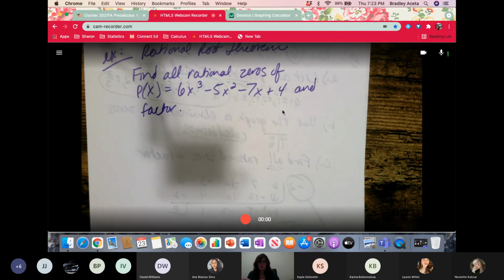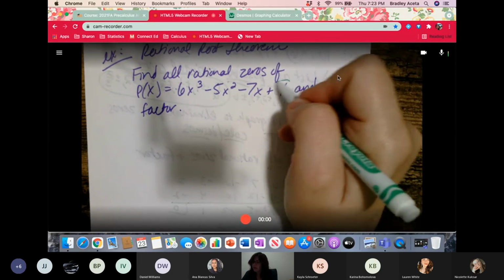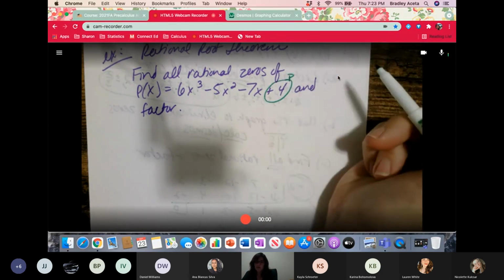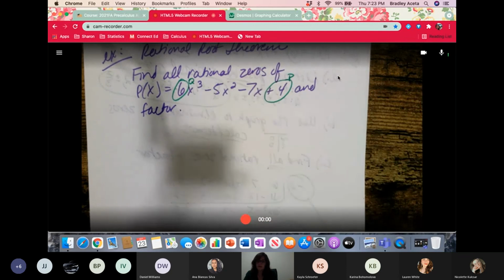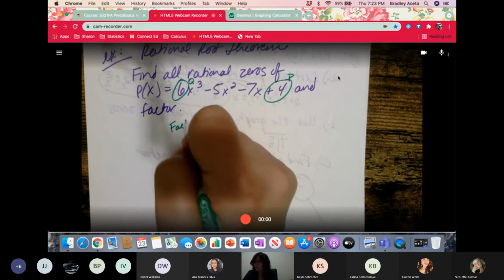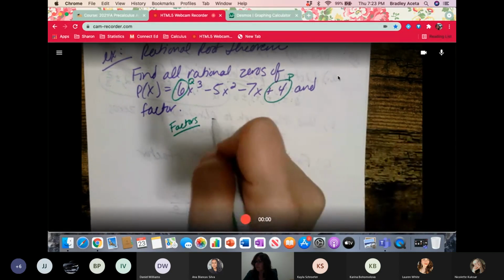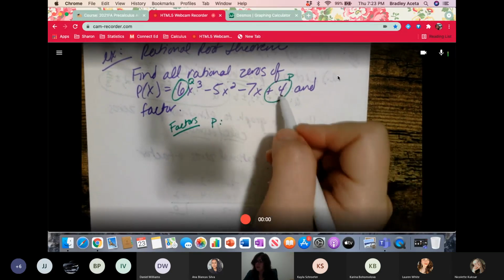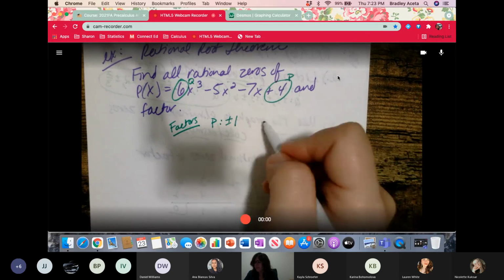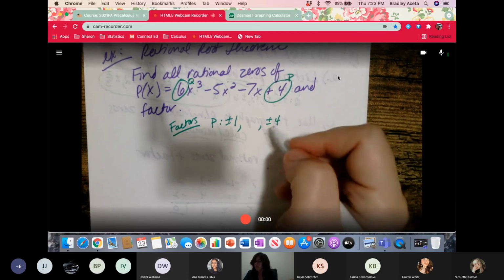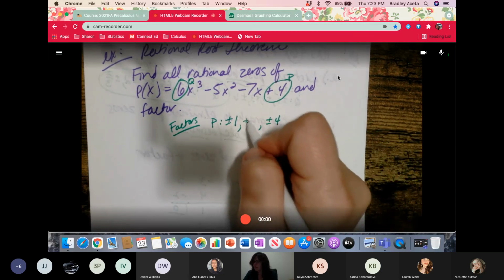Okay, so one more time. The rational root theorem says that all of the rational roots are in the form of P over Q, where P is this guy's factors and Q is this guy's factors. So we write all the factors of P. Plus or minus 1 and plus or minus 4. And what other number can go into 4? What other numbers make 4? 2, right? 2 times 2, so plus or minus 2.